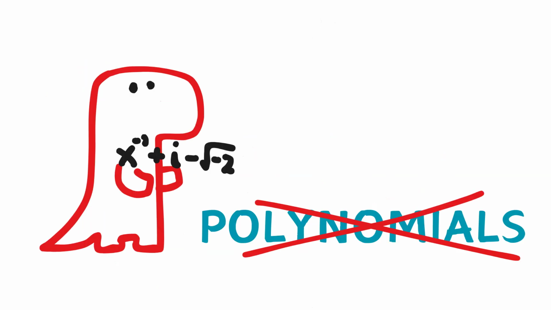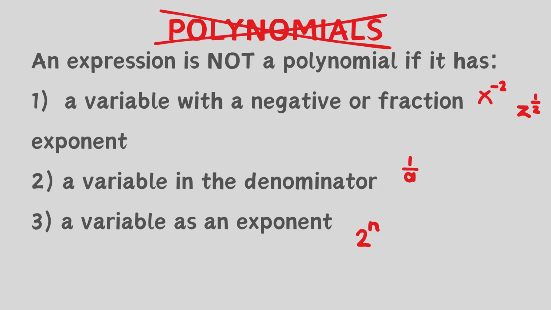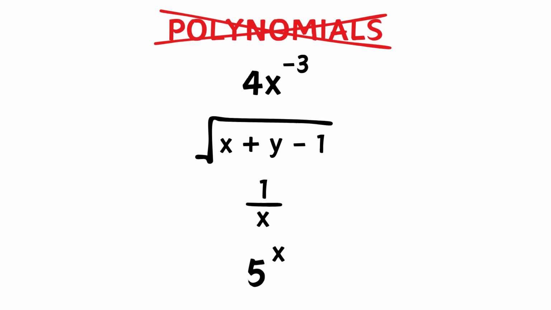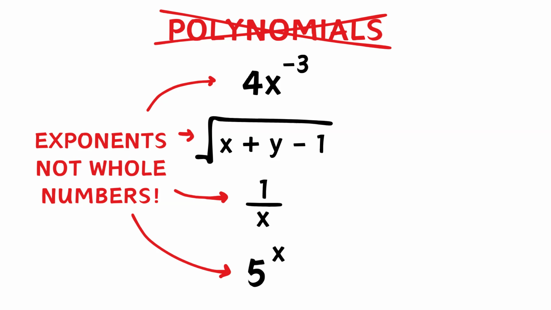Now, some expressions are not polynomials. An expression is not a polynomial if it has a variable with a negative or fractional exponent, a variable in the denominator, or a variable as an exponent. Take a look at the following. These are all not polynomials because their exponents aren't whole numbers.